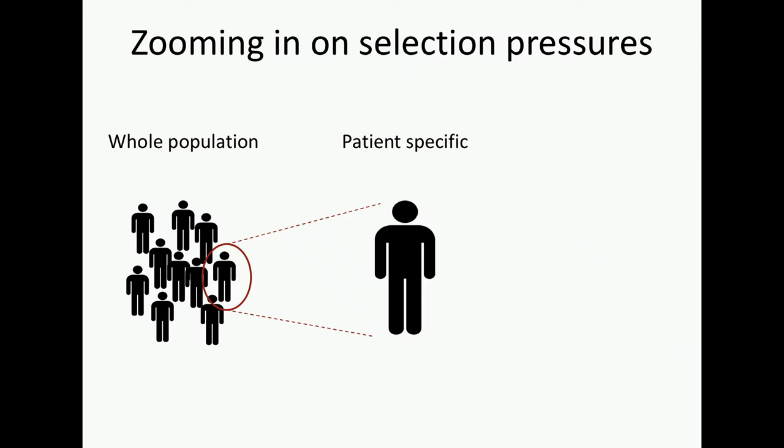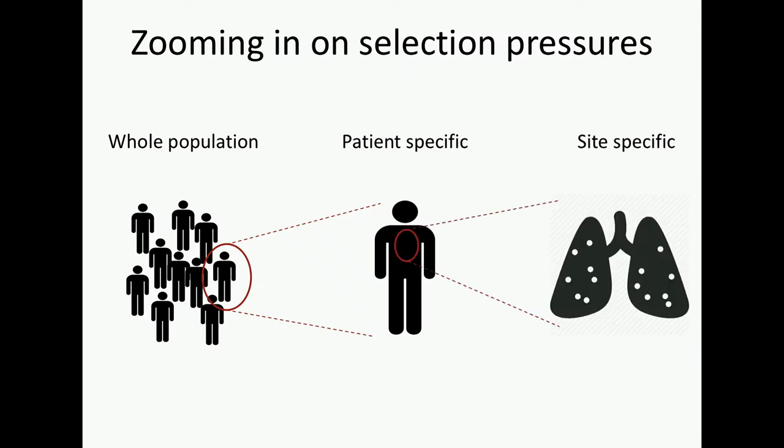Okay. Now we can actually keep going deeper and ask, within a given organ or even a given site in the lung, are there site-specific selection pressures or site-specific adaptations that allow the bacteria to overcome challenges that are unique to the very specific location in which they are proliferating. How do we do that?